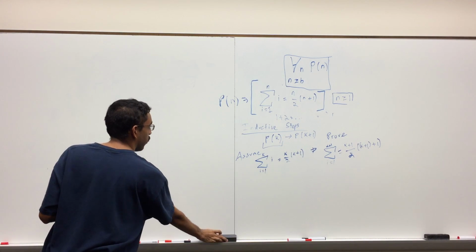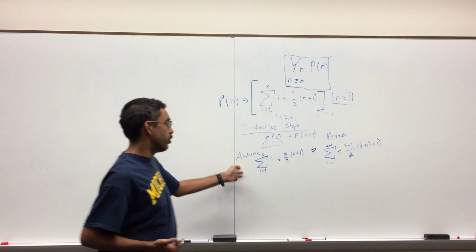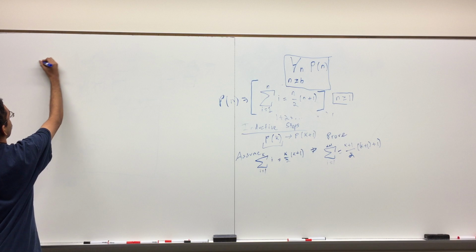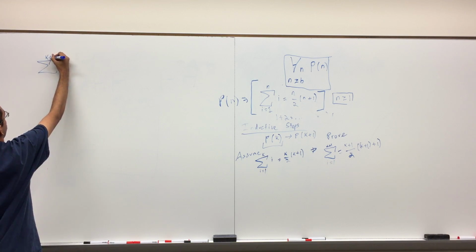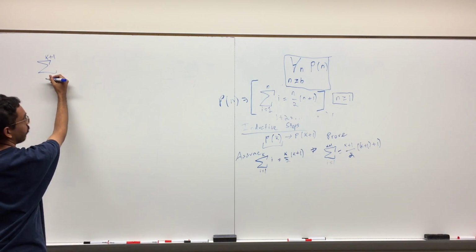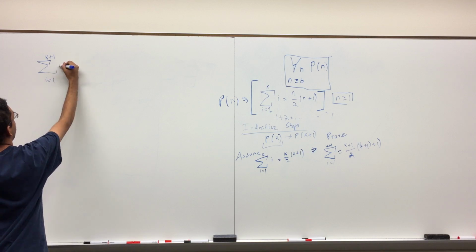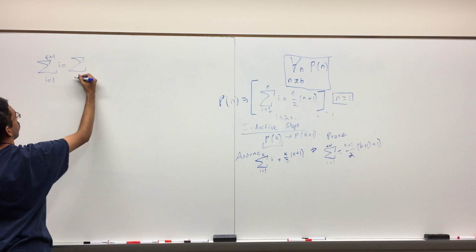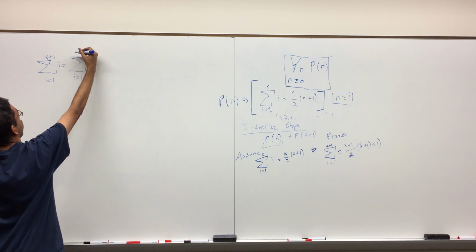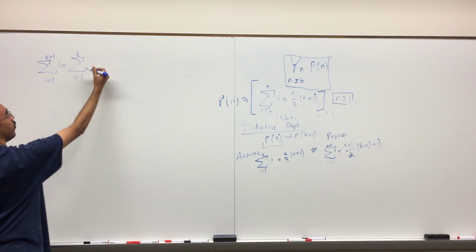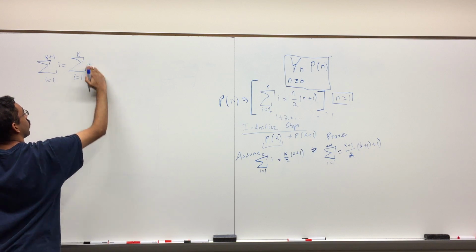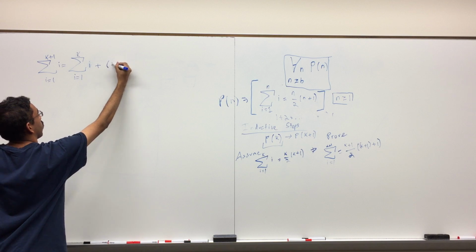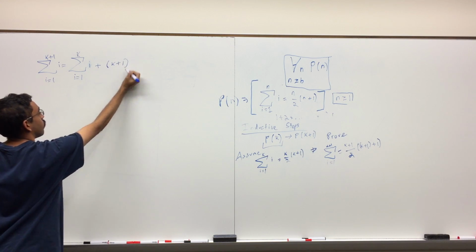So how do we go about this? We know that this is true, and we're trying to prove that this is true. Well, we know that the summation from i equals 1 to k plus 1 of i is equal to the summation from i equals 1 to k of i plus k plus 1. Okay?